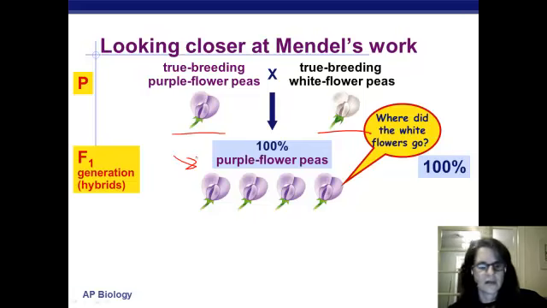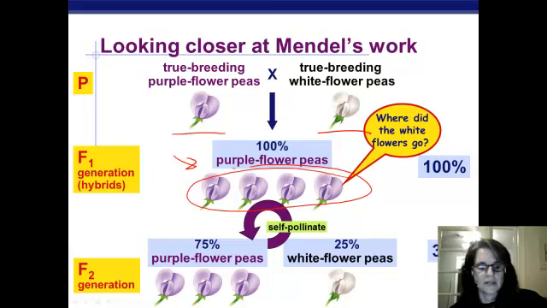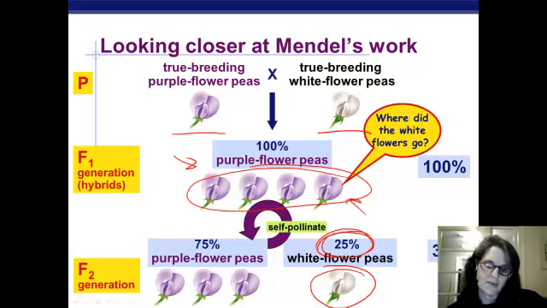What did he see when he crossed these with themselves? What he saw when he did that was that the white trait came back, but only in 25% of the offspring from this cross of this generation. 75% were still purple flowered. And it was always in this ratio, 75 to 25 or 3 to 1.